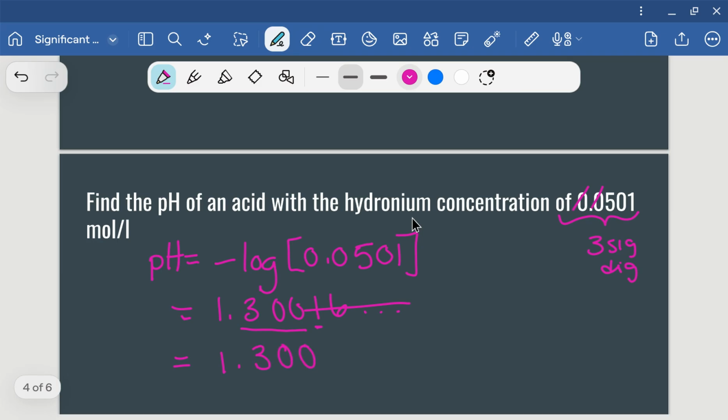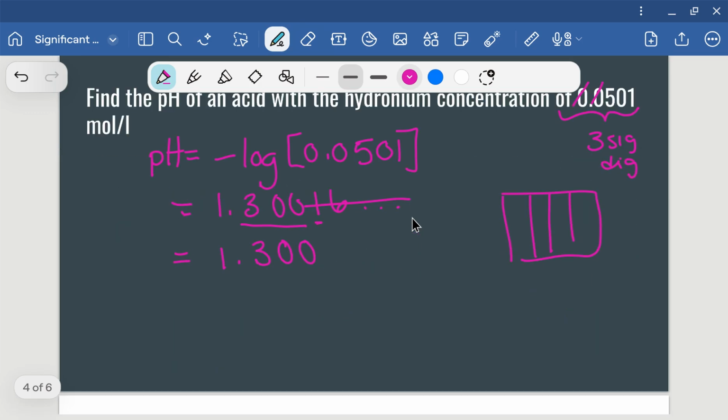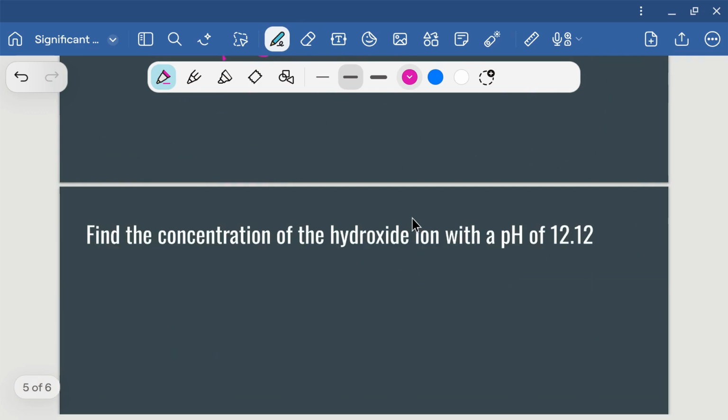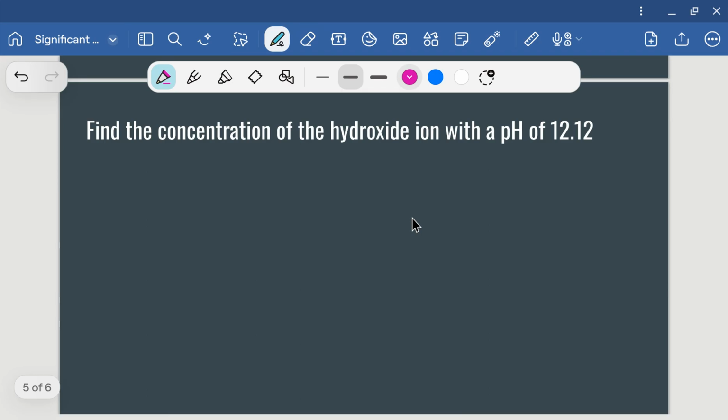1.300. Now, if this was, say, a diploma question and you go to fill in the boxes and you only wrote 1.3, you could get it wrong, because even though you did everything right, you're not answering with the correct significant figures. So just another example, just looking at the concentration of the hydroxide ion.